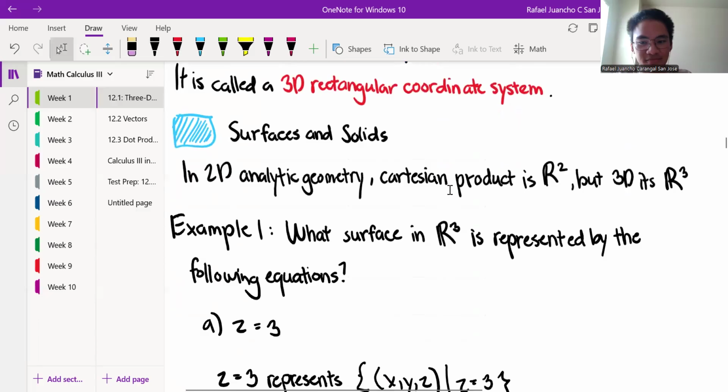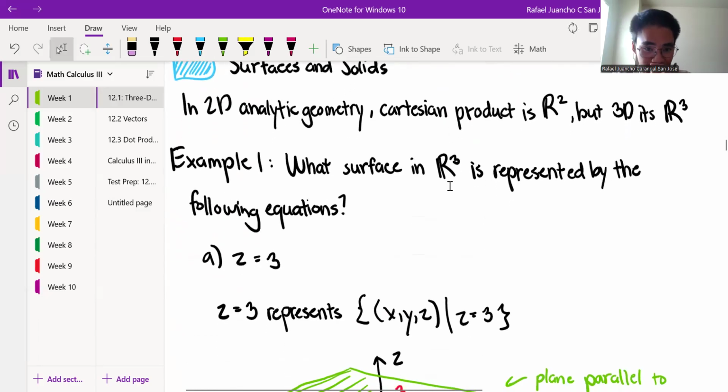Right? So that's that. Now we move on to example 1. And the question here is, what surface in R cube, or in the set of all the possible points, all possible points in space, is represented by the following equations?